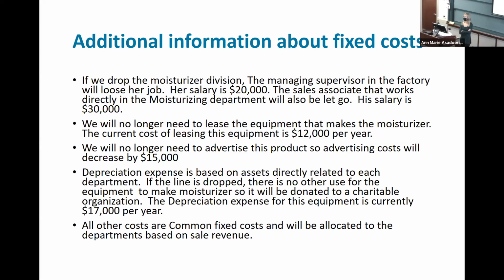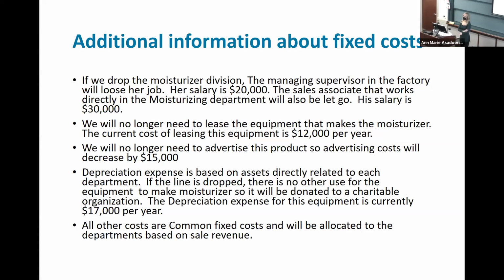So here's a little trick. It is traceable to this division, but it's still not relevant whether you're dropping that segment or not. You're not saving any money. When did you buy that equipment? What are we looking at? Whatever it is that we are depreciating, we bought it in the past. Depreciation is never relevant. So even though I can trace it directly to that particular product line, it's not relevant. There's no money savings there, right?